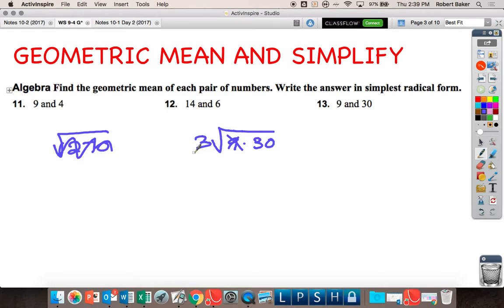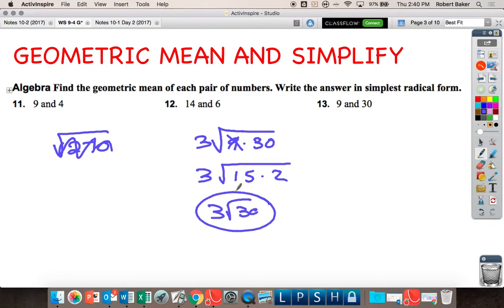15 and 2. 3 and 10. 15 and 2. No. So your final answer is? Because 3 and 10 doesn't work. 3, 2, and 5 doesn't work. None of that works. If you split this down, 5 and 6, same thing. 5, 3, and 2. So this will be part of the layered conversation today.